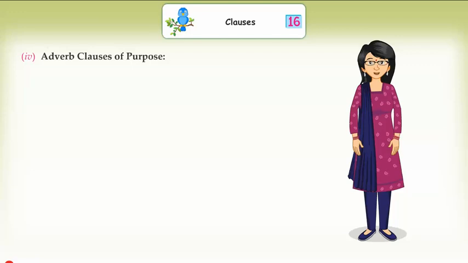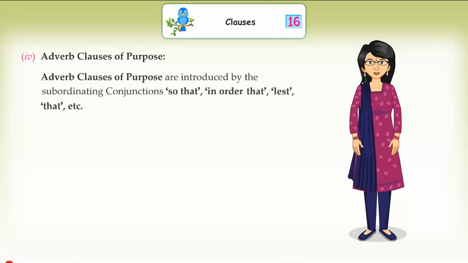4. Adverb clauses of purpose. Adverb clauses of purpose are introduced by the subordinate conjunctions so that, in order that, lest, that, etc. Examples: He works hard so that he may pass.